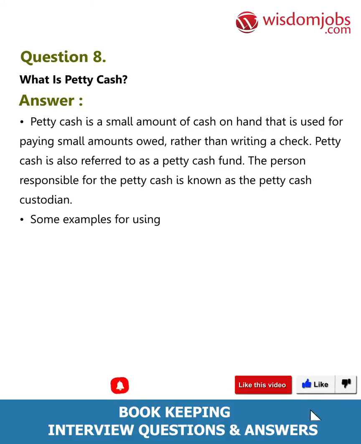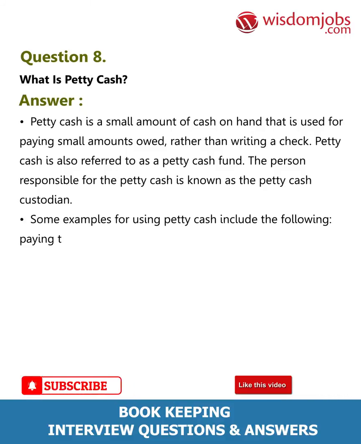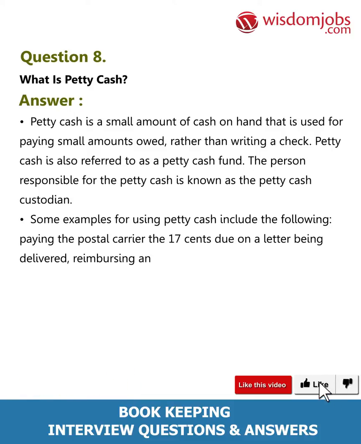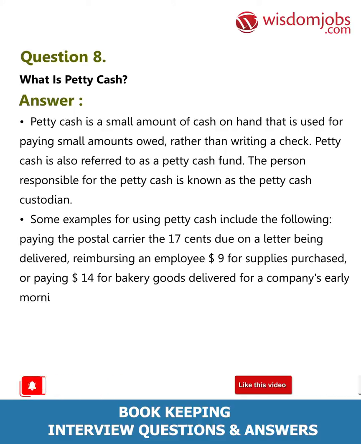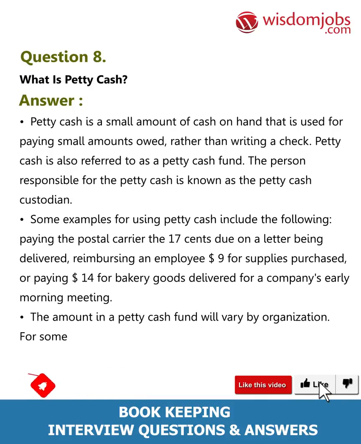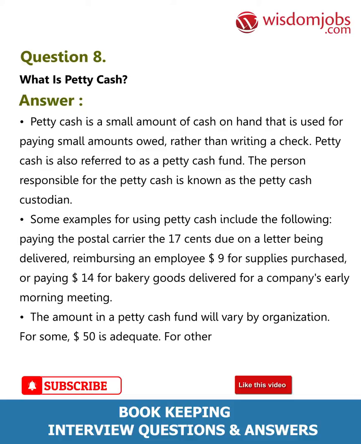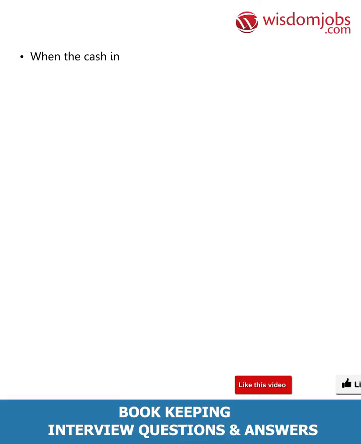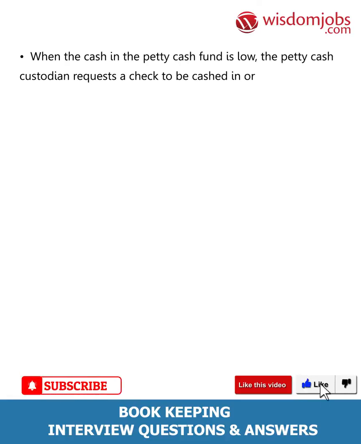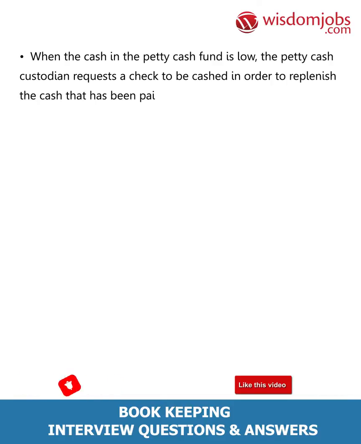Some examples for using petty cash include the following: paying the postal carrier the 17 cents due on a letter being delivered, reimbursing an employee $9 for supplies purchased, or paying $14 for bakery goods delivered for a company's early morning meeting. The amount in a petty cash fund will vary by organization. For some, $50 is adequate. For others, the amount in the petty cash fund will need to be $200. When the cash in the petty cash fund is low, the petty cash custodian requests a check to be cashed in order to replenish the cash that has been paid out.